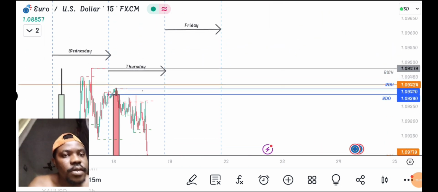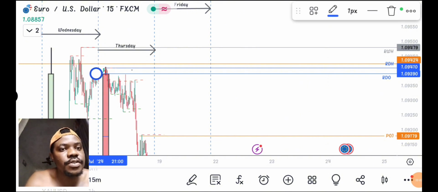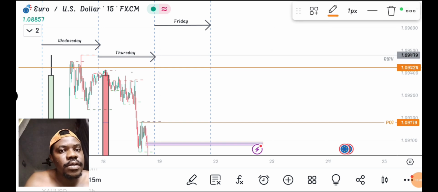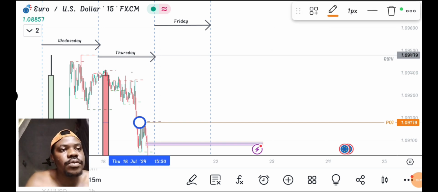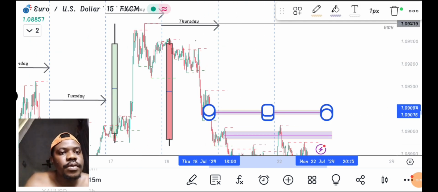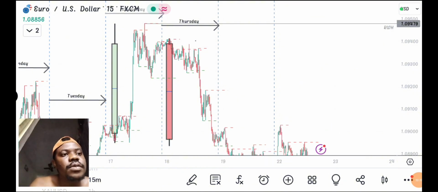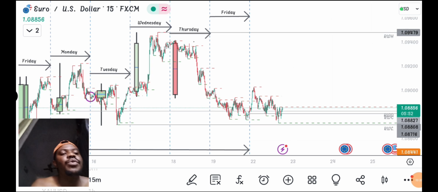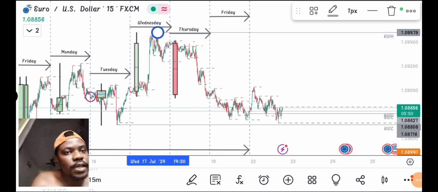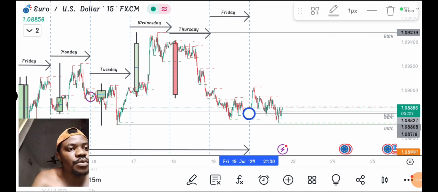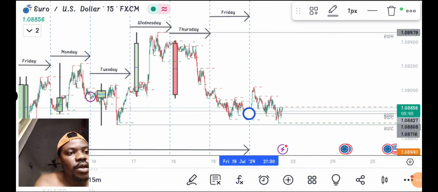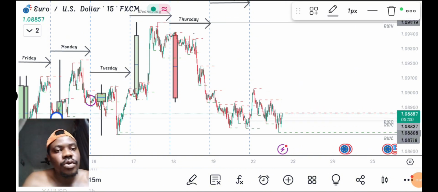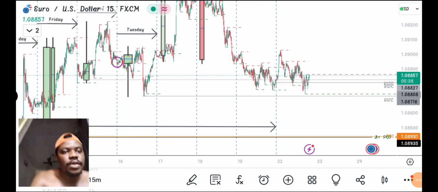Sorry, I did not totally clean my chart, so let me remove these recent dailies. Let me take this off too, and also this off, and also this, and also this. All right, so now you see we have the recent weekly high, we have the recent weekly low, we have the recent weekly close, and we have the recent weekly open. So guys, what next do we do?